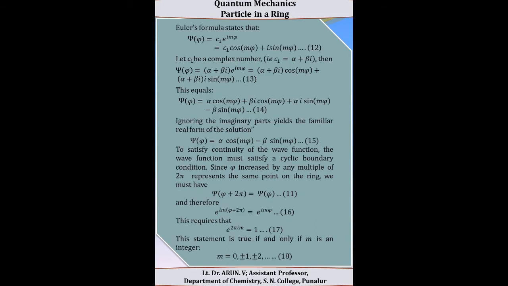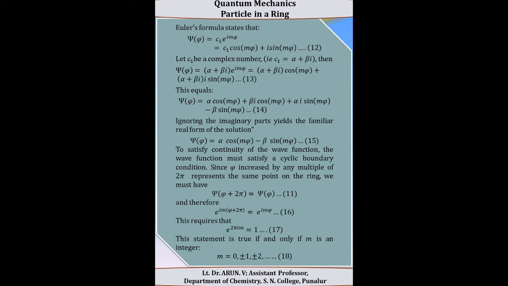By Euler's formula, a mathematical formula, psi phi equal to c1 into e raised to im phi is equal to c1 into cos m phi plus i sin m phi. Let c1 be a complex number, that is c1 equal to alpha plus beta i. Then psi phi is equal to alpha plus beta i into e raised to im phi, that is equal to alpha plus beta i cos m phi plus alpha plus beta i i sin m phi.